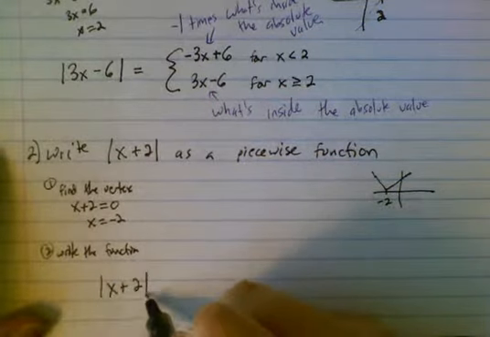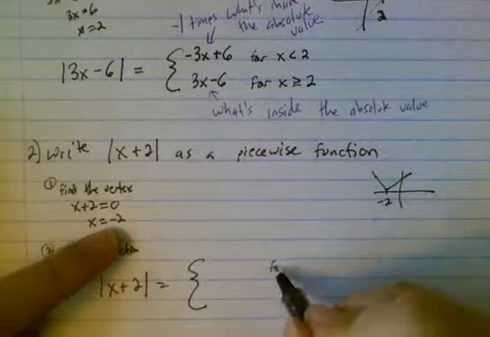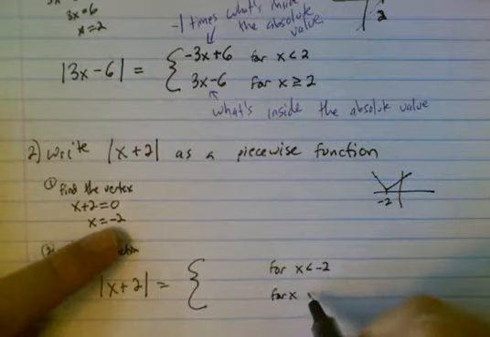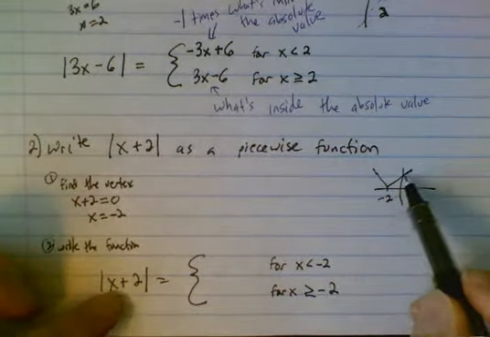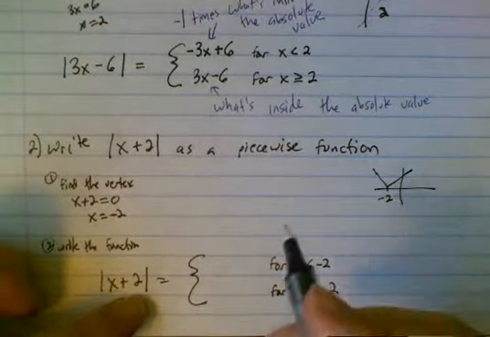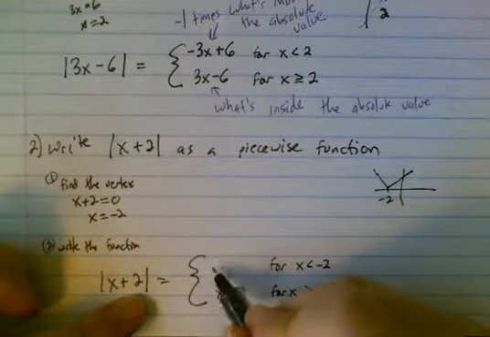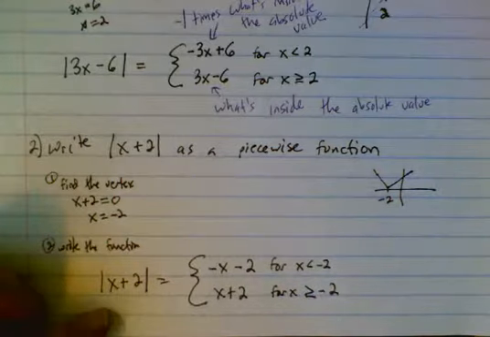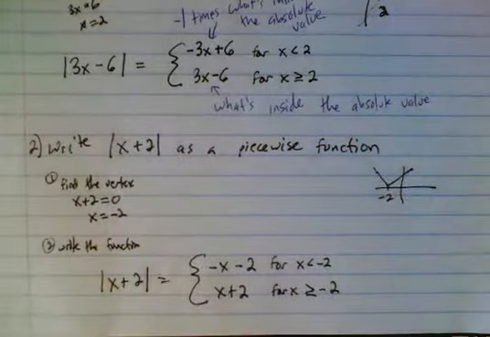Absolute value of x plus 2. Negative 2 is our vertex, so we're going to do for x is less than negative 2 and for x is greater than or equal to negative 2. And over here we've got a positive slope, positive y-intercept, so it's the same thing, x plus 2. And this one is the opposite function, negative x minus 2. We can see this is a negative slope. It's going to have a negative y-intercept.